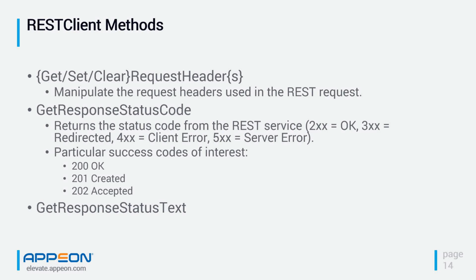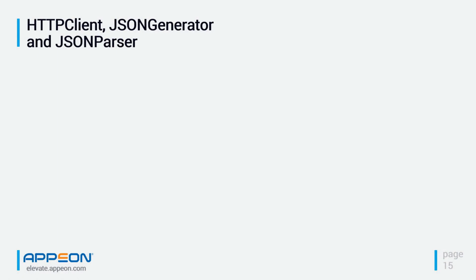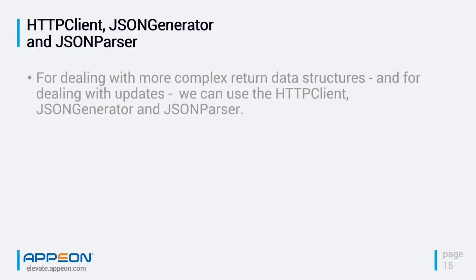And there's the get response status text, which is basically just the text that goes along with that response code. Okay, so that was it. That was as easy as pie to retrieve data from a REST web service. Now, we're going to look at what happens if the data was more complex. And this is where we're going to use the HTTPClient, the JSONGenerator, and the JSONParser.